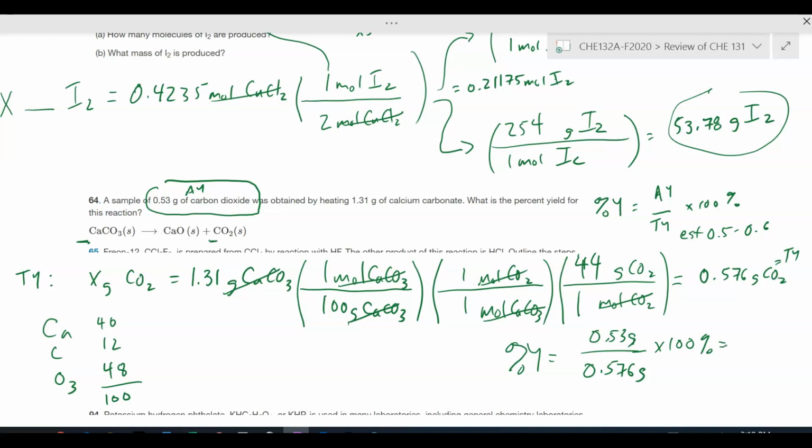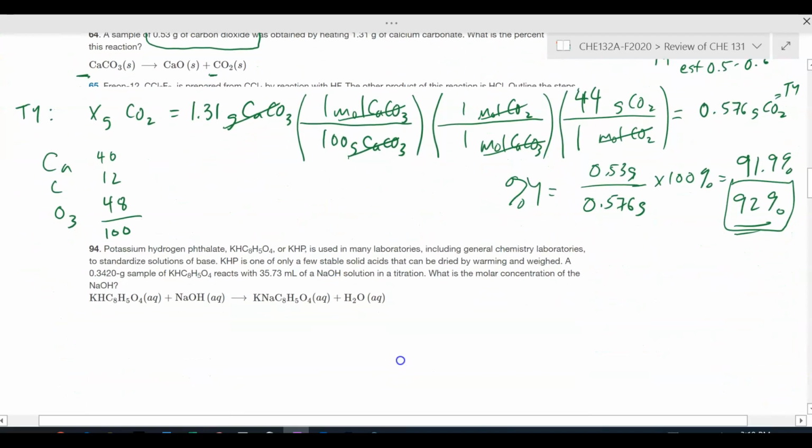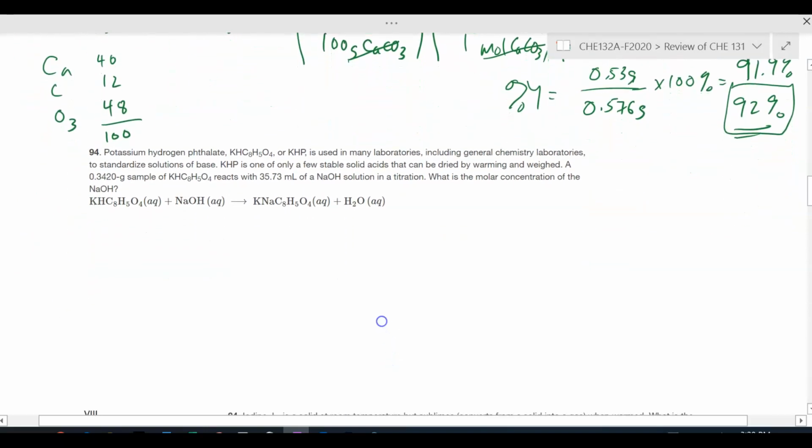So I'm going to say 0.53 divided by the second answer, because I have the 0.576 in there above that, and then multiply that by 100, and I get 91.9%, or I'd have to say, I guess, 92%, based on 2 sig figs and the 0.53 grams. So that would be my percent yield, 92%. Very important calculation. You'll do those in organic lab routinely.